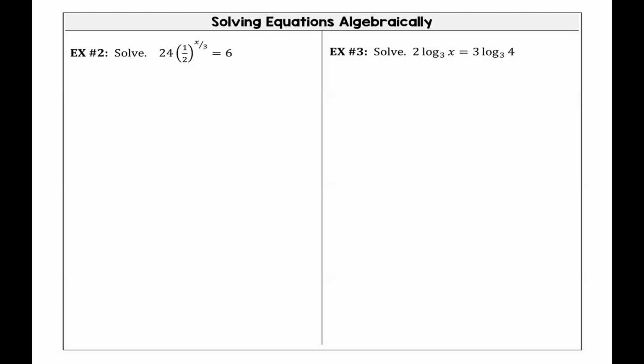All right, so example number 2. We have 24 times 1/2 to the x over 3 equals 6. Okay, so the first thing you need to do is get our exponent by itself. So in order to isolate the exponent, that's our first goal, is to isolate. What do I need to do to isolate the exponent?